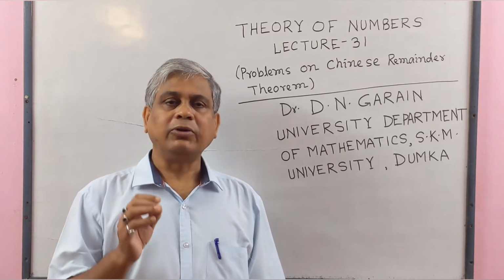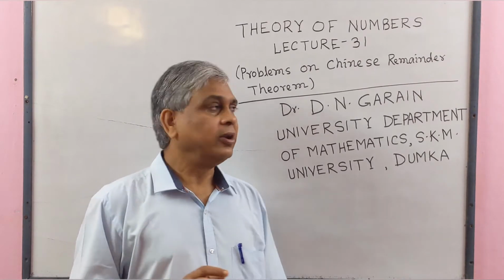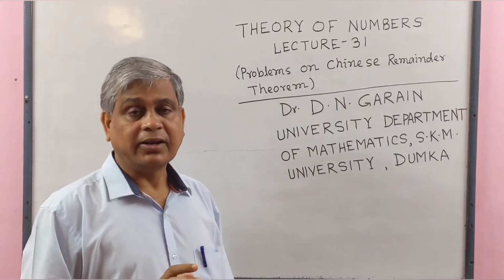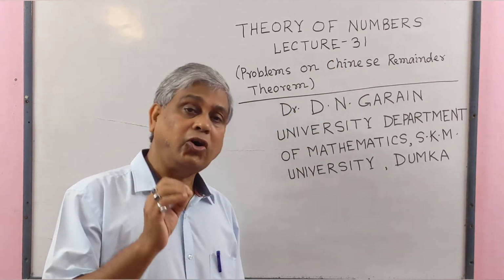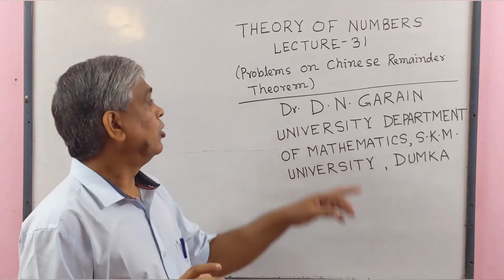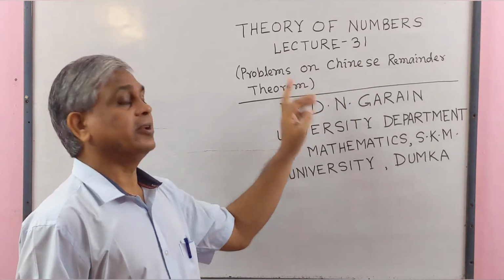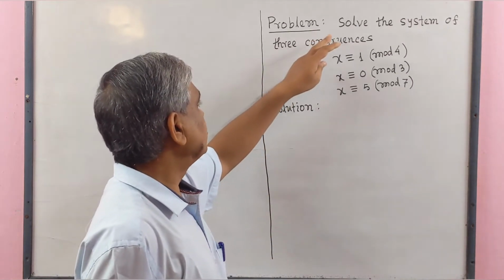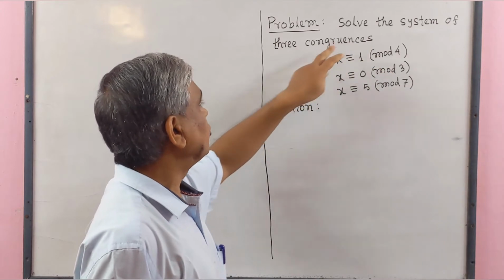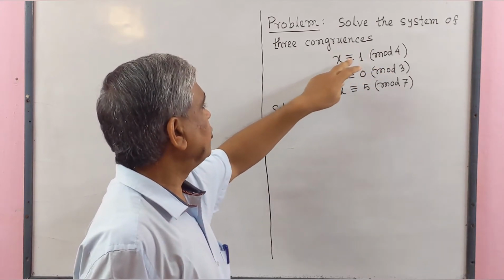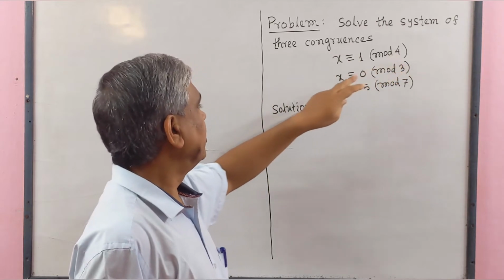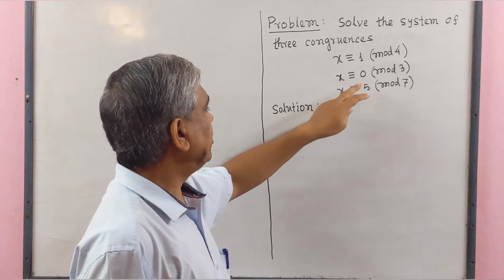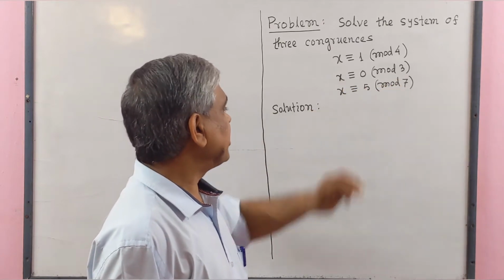Today I will deliver lecture on theory of numbers, lecture number 31, in which I will solve some problems on Chinese remainder theorem. Now we solve a problem. Problem is solve the system of three congruences. x is congruent to 1 modulo 4. x is congruent to 0 modulo 3. x is congruent to 5 modulo 7.